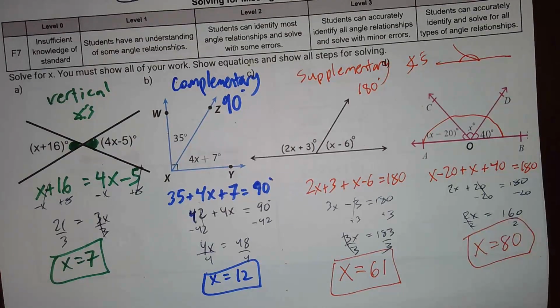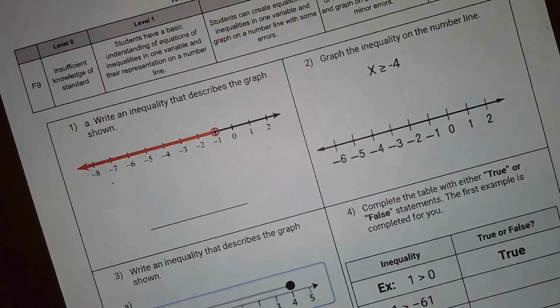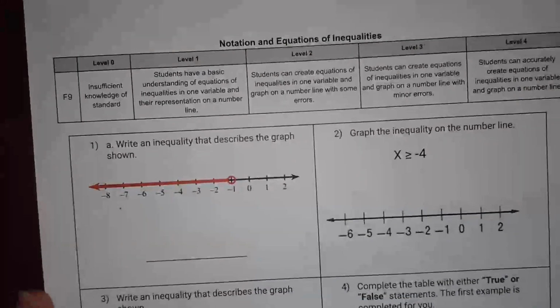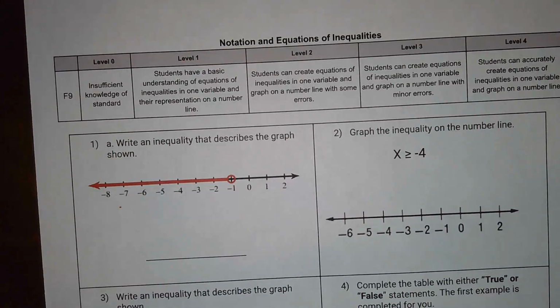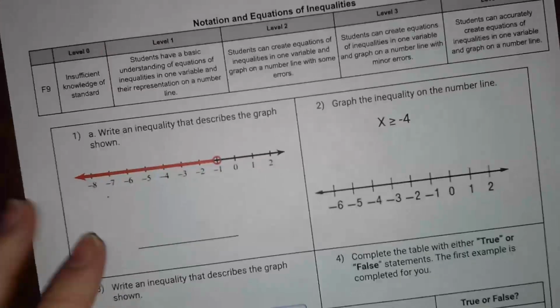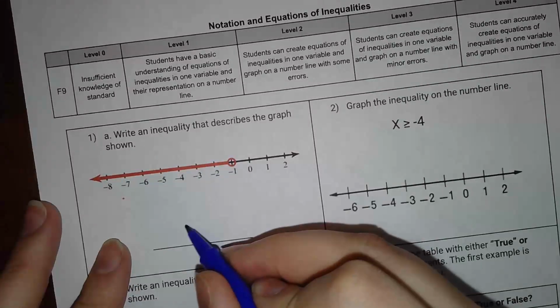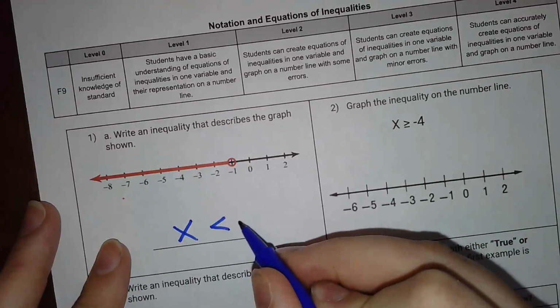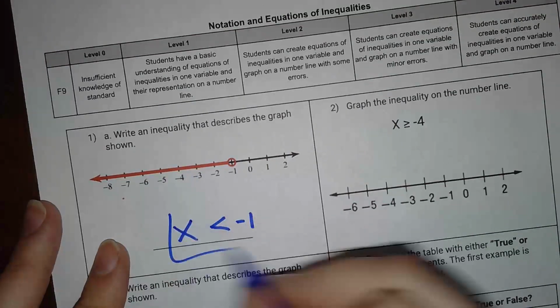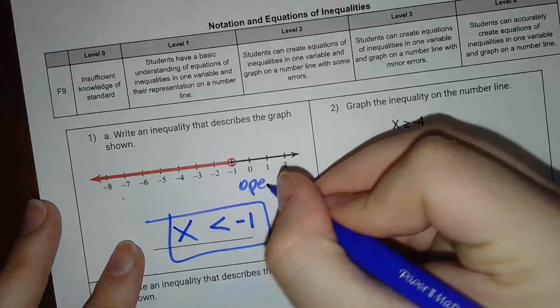Let's now move on to standard F9. F9 wraps up the problem sets here. So F9 is notation and equations of inequalities. So for the first one, we should get an answer of x is less than -1, because this is an open circle.